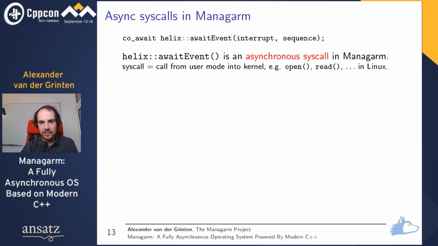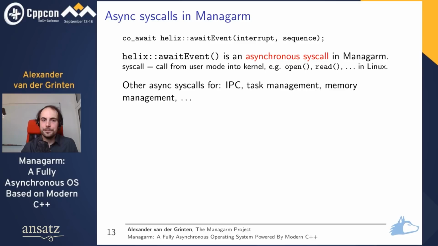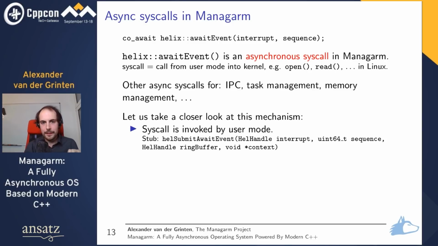Remember, a syscall is just something like open, read, write in Linux, and in Managarm, syscalls are almost all asynchronous. So how does that work? Also, asynchronous syscalls exist for other stuff, like IPC, task management, memory management, and so on. I'm not going to go into detail here. But I want to take a closer look at this mechanism, how the asynchronous syscalls are implemented.